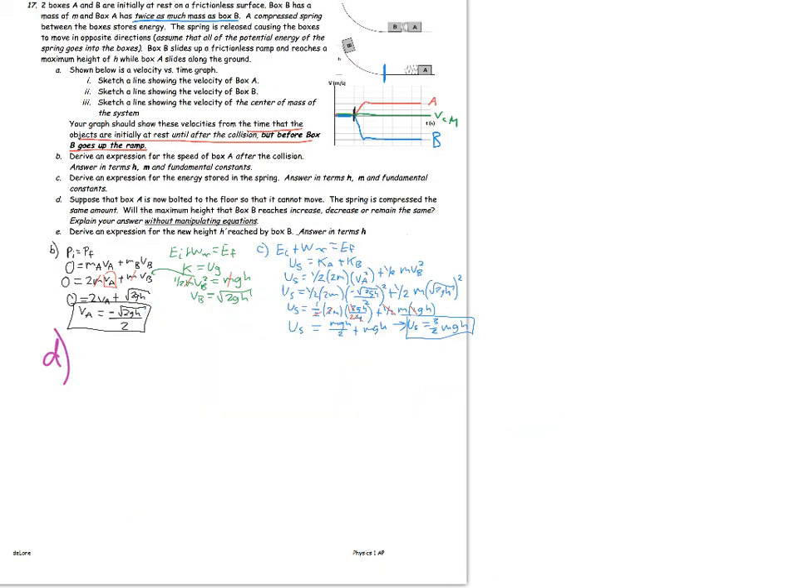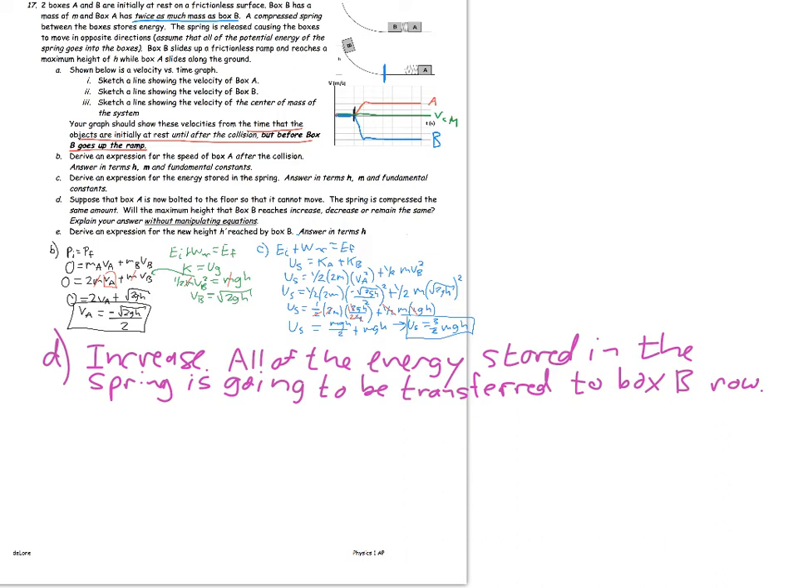The next question asks what would happen to the height of B if box A was now bolted to the floor. How would that affect that maximum height of B? And the answer is the maximum height would increase. And the reason is with A bolted to the floor, all of the energy stored in the spring is now going to be transferred into box B because A can't move, okay? So A can't gain any of the kinetic energy like it did in our original situation.